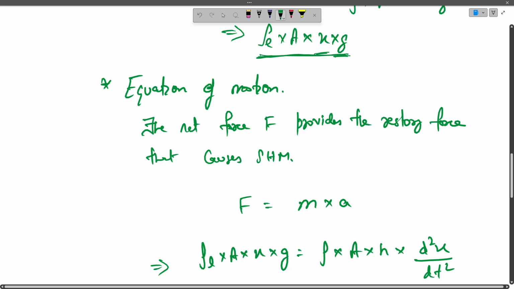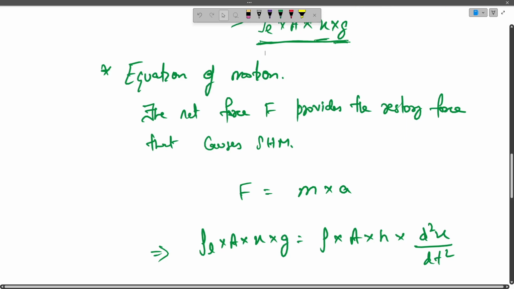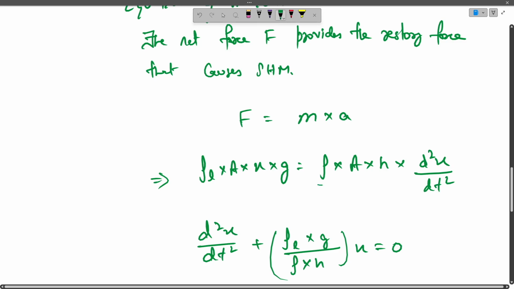This force will be responsible for causing the SHM. By Newton's law, force equals mass times acceleration, and acceleration can be written as the double derivative of x with respect to time. The mass of the cork can be found using the density of the cork multiplied by the base area multiplied by the original height of the cork. So mass times acceleration is the force, and this equals the restoring force, the density of liquid multiplied by base area of the cork multiplied by x, the extra submerged height, and g, the acceleration due to gravity.